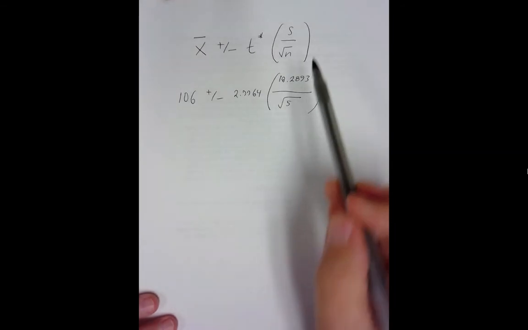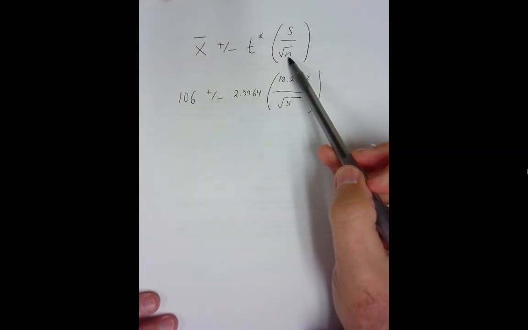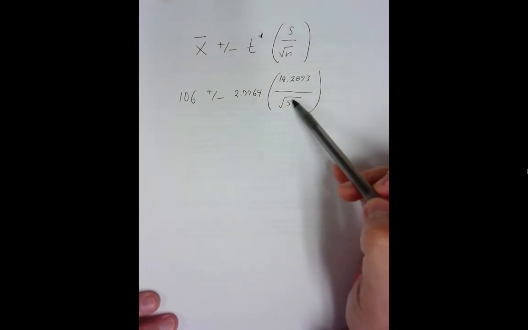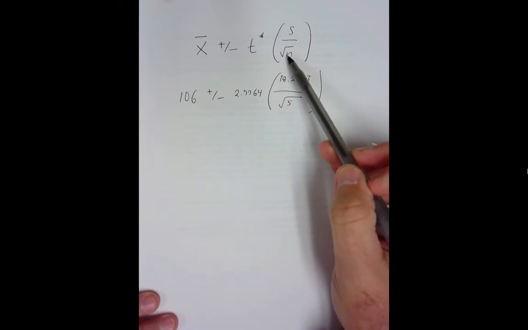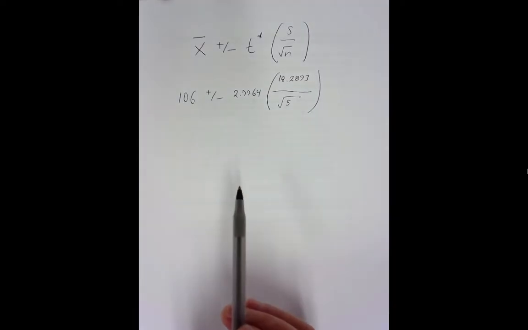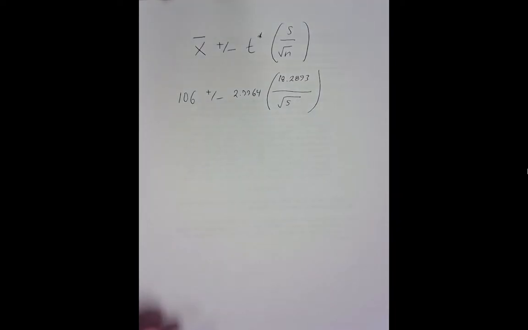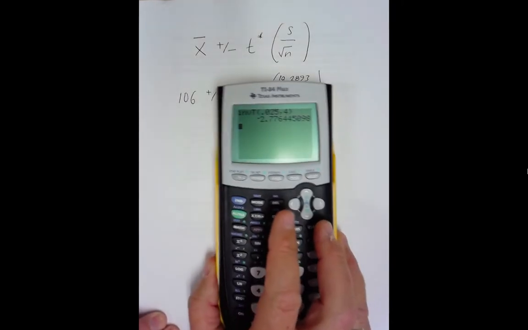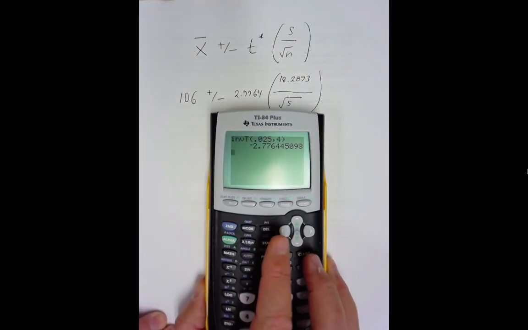I've seen students before who are so impressed with degrees of freedom that they think they're supposed to put a 4 there. It doesn't say the square root of df. This is the square root of n, and n is your total sample size. So if we put this in our calculator, we will get the bounds for our confidence interval.